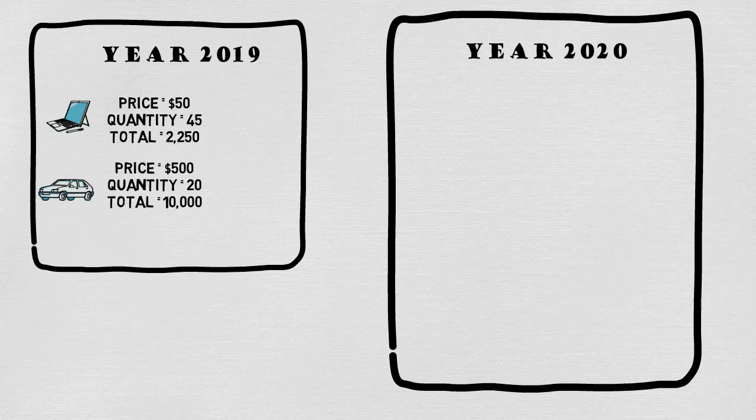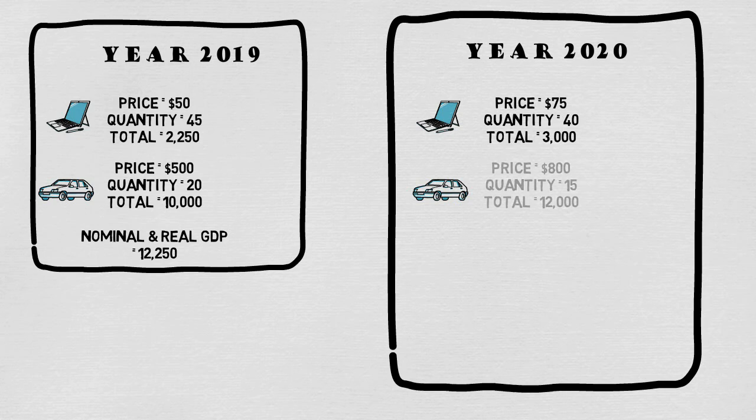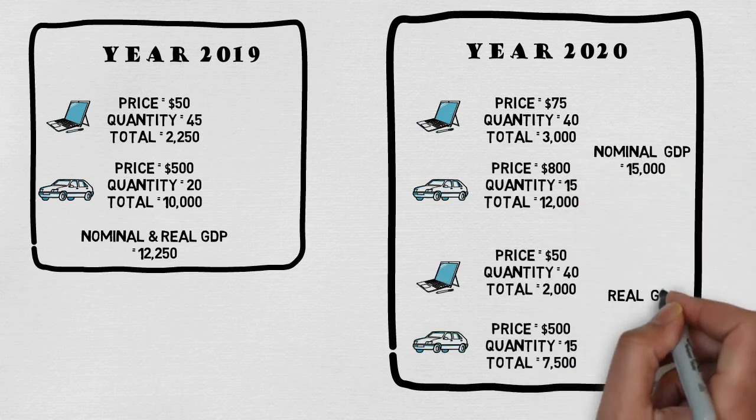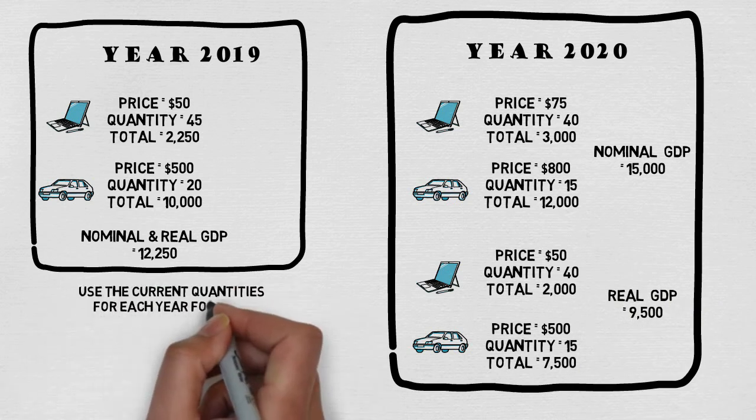So, combining these things to show them one more time, in the year 2019 versus the year 2020: in the year 2019, our nominal and real GDP were the same at 12,250. Whereas in 2020, our nominal GDP was 15,000 because the prices were much, much higher, but our real GDP was actually only 9,500 because we actually sold a lot less things.